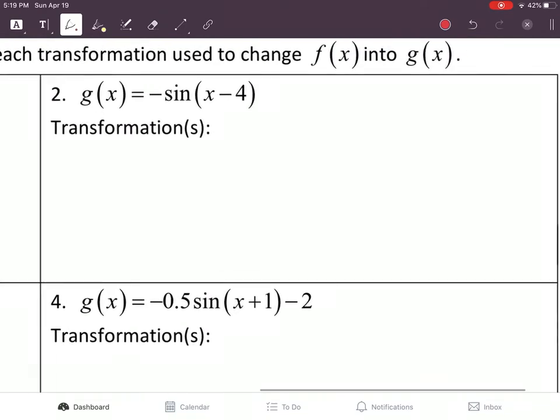All right, number 2, we have a reflection over the x-axis. That's what this is. This is the first one right here. All right, and then we have a horizontal shift to the right by 4.